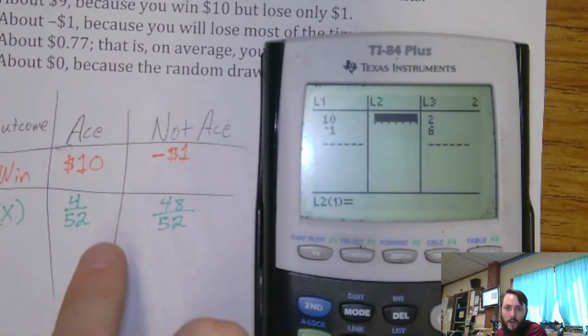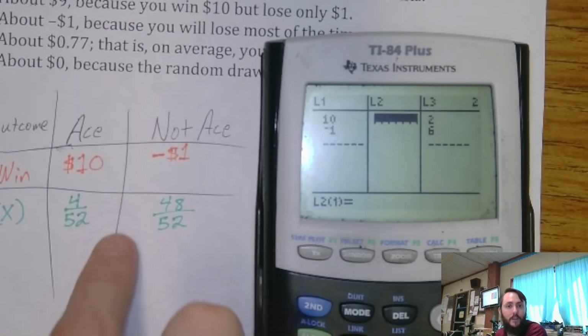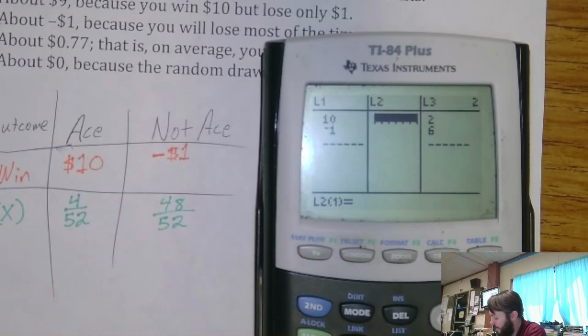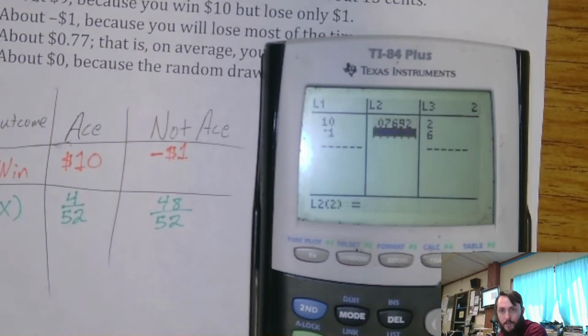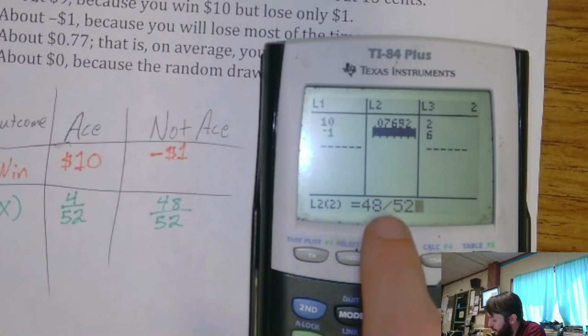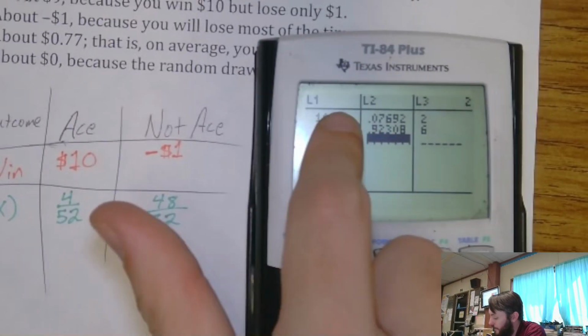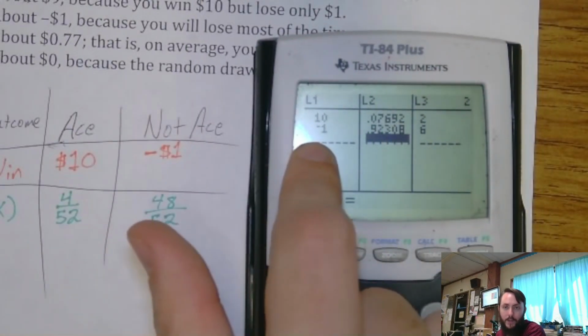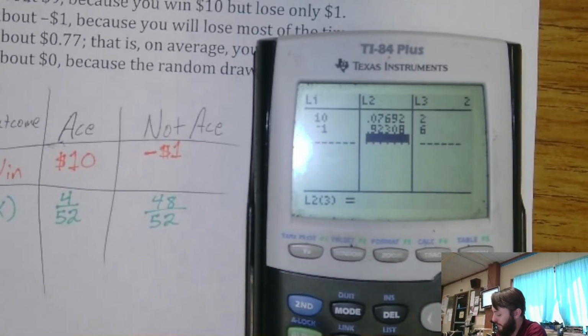Now in L2 are the probabilities associated with those particular outcomes. So we have 4 divided by 52 for the 10. It converts it to decimal, that's just because that's what it does. And here, 48 divided by 52. Enter. There we go. So L1 and L2 have my random variable and its probabilities.